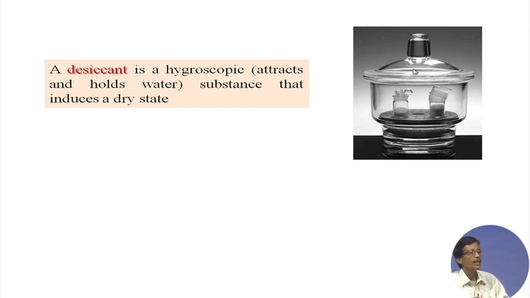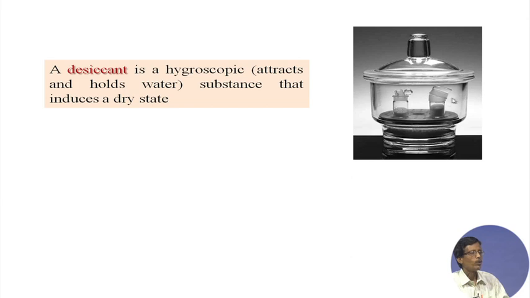So, you have the lid, which you can take out, and on the rim, this is the ground glass joining, all of this is ground glass joining, and it is nicely greased, such that no air and moisture can go inside.